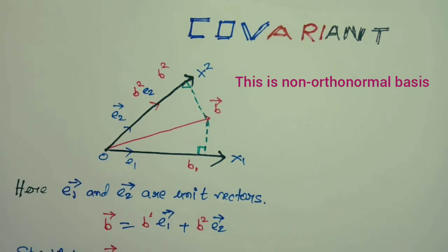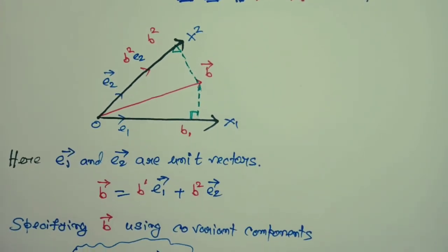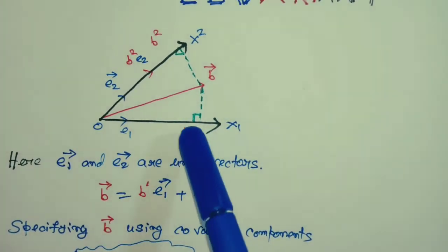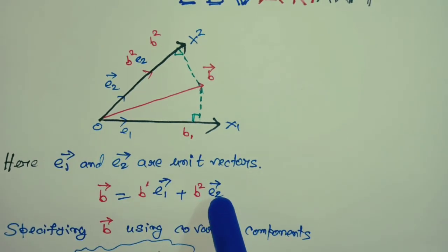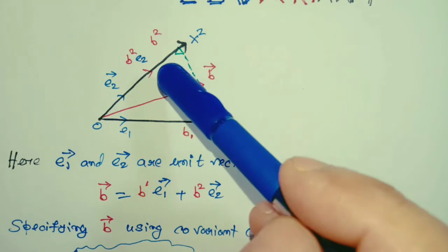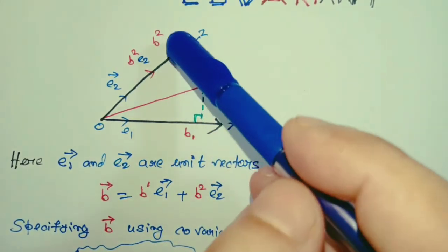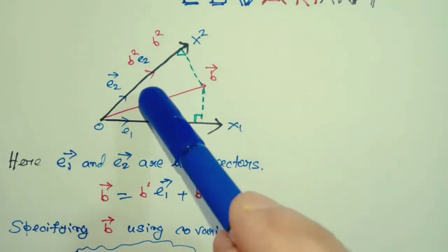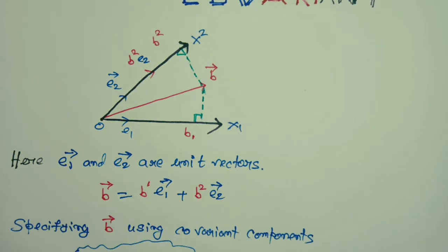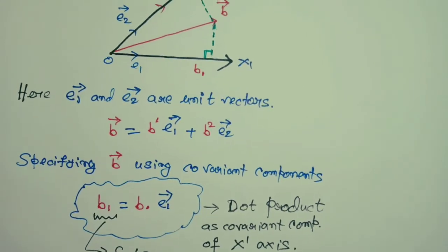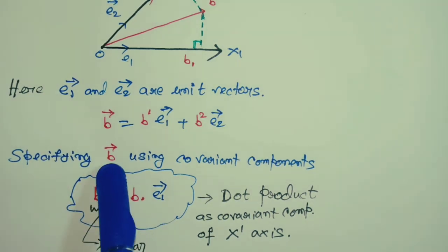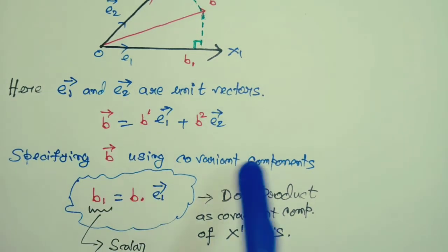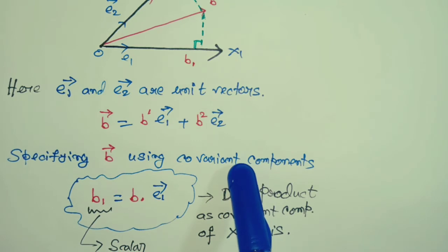How can we write B? Well, B can be written like this. I can write B equals B prime E1 plus B2 E2. So B prime is this one, right? And B2 is this one. And this is the new one, B prime. Just note here, what we are doing is that we are representing this B in terms of covariant components.